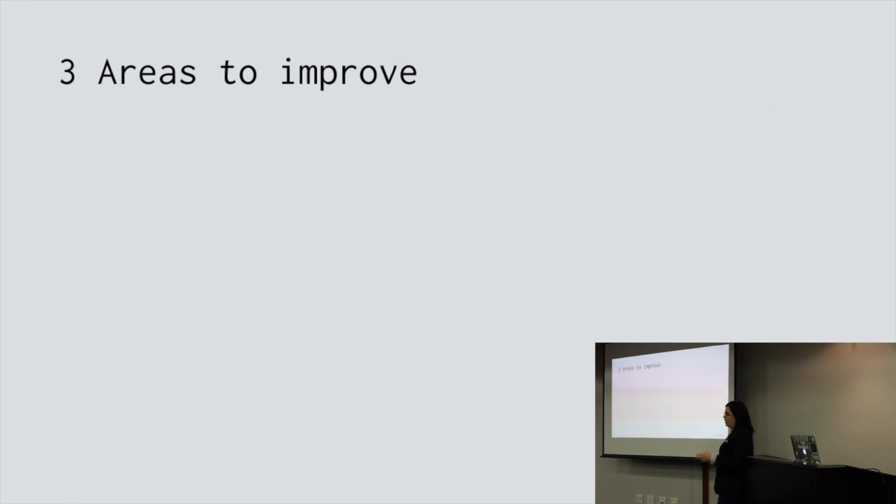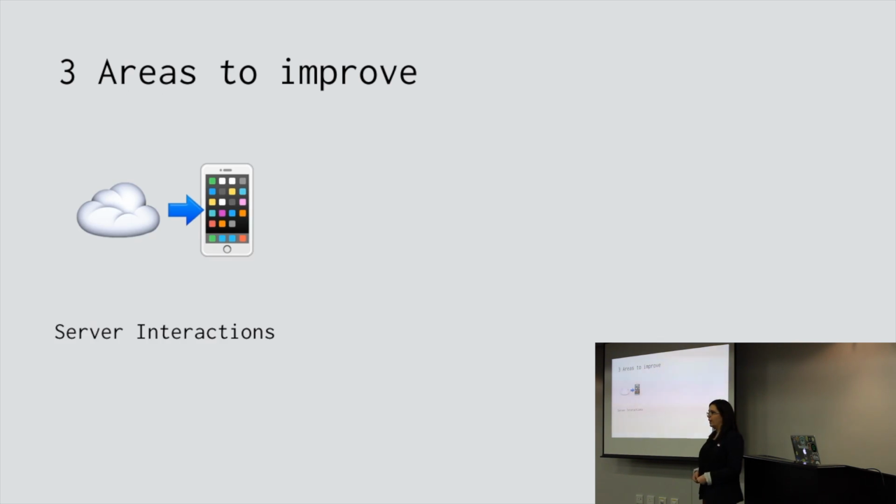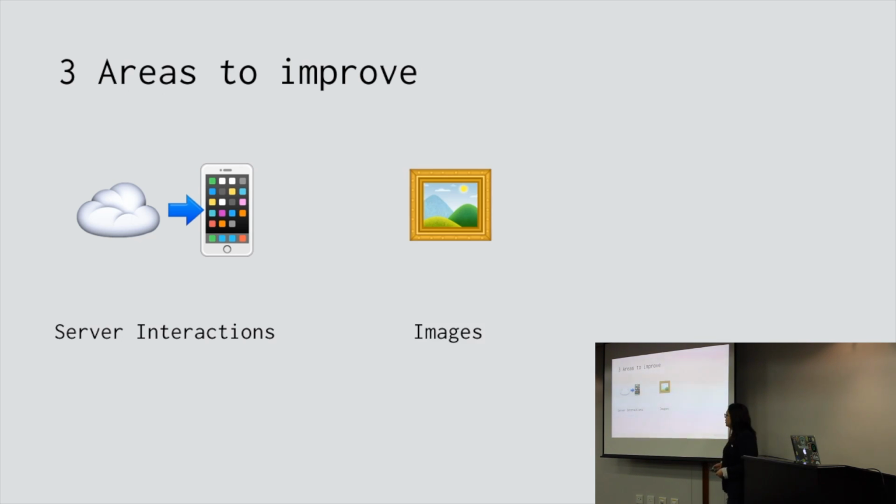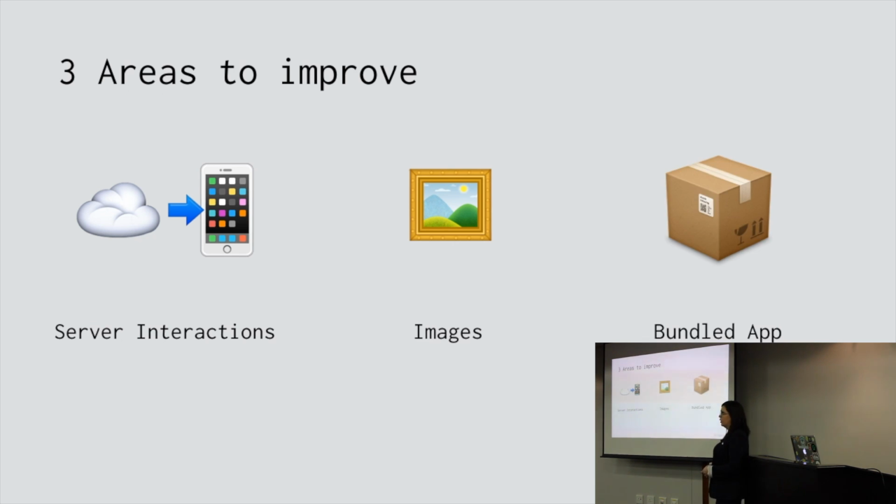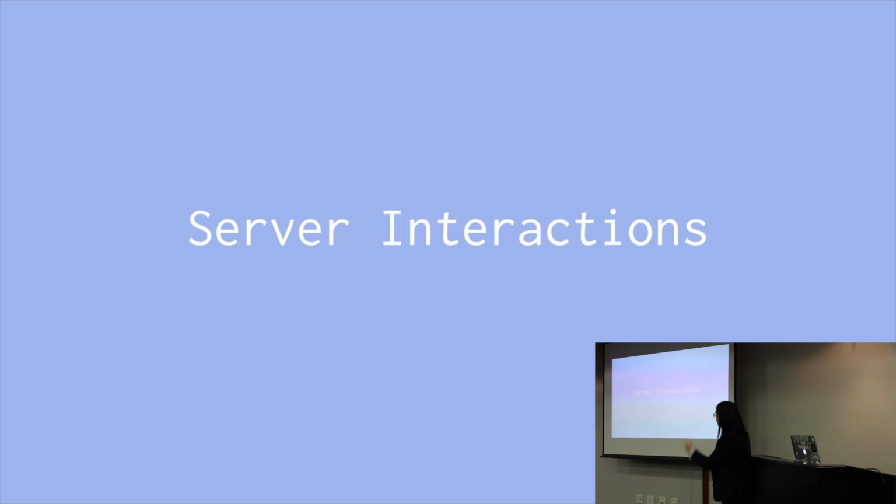Okay, so we're going to look at 3 different areas that we can improve within our app. The first one is the server interactions, so this is transferring data from the server to your phone. Then we're also going to have a look at images, how you can improve those. And we're going to look at your actual APK size that you are delivering to a user.